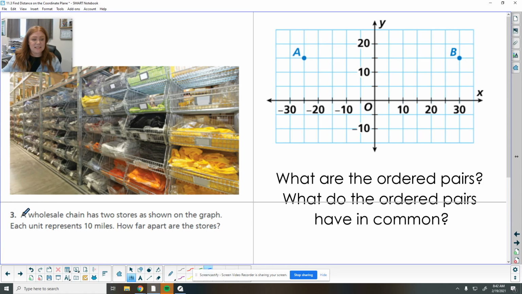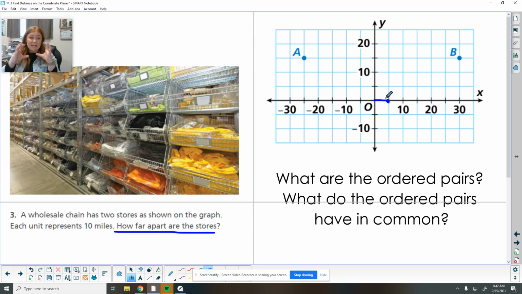Okay, number 3 tells us that a wholesale chain has 2 stores as shown on the graph. Each unit represents 10 miles. So every time we cover a square, that's 10 miles, 20 miles, 30 miles, 40 miles. So we want to figure out how far apart the stores are. I noticed their map is counting in increments of 5, 10, but it's telling us every time we go 1 unit, that is 10 miles.